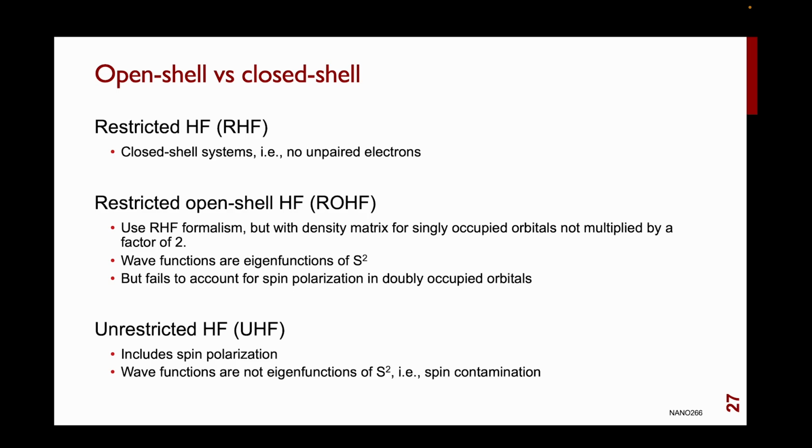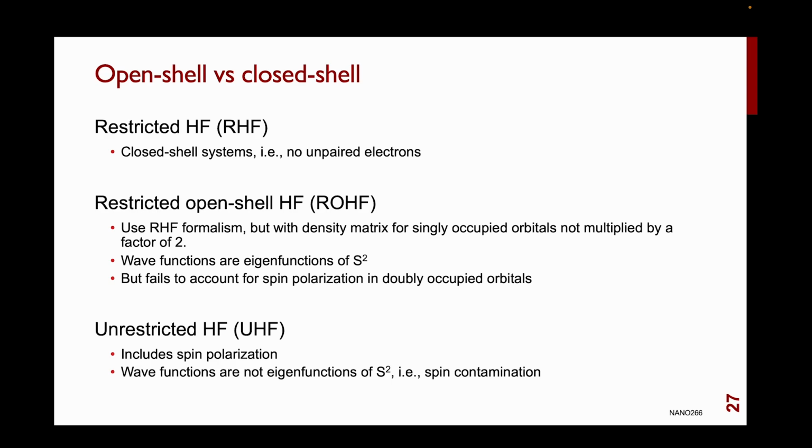So more typically, if you actually have unpaired electrons, you do what is known as the unrestricted Hartree Fock approach, or UHF. In this case, you don't actually pair up your electrons. You treat each electron, the spin up and spin down, separately. The unrestricted Hartree Fock approach, by definition, will include the effect of spin polarization, okay?